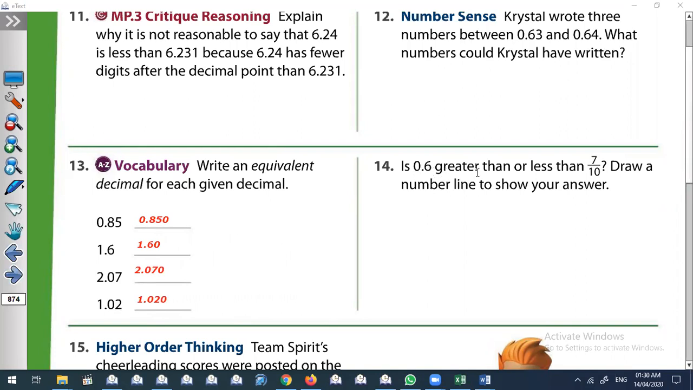Is 0.6 greater than or less than 7 over 10? First, we need to change 7 over 10 into a decimal. 7 over 10 means 7 tenths. So there is a decimal point. The tenth will be here. So write 7 in tenths. And there is no whole, so it will be 0.7. And the other one is 0.6, 6 tenths. Which is bigger? Yes, 7 tenths is bigger.